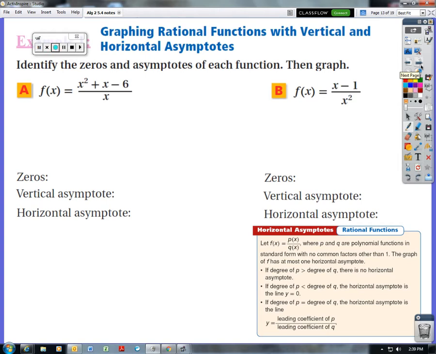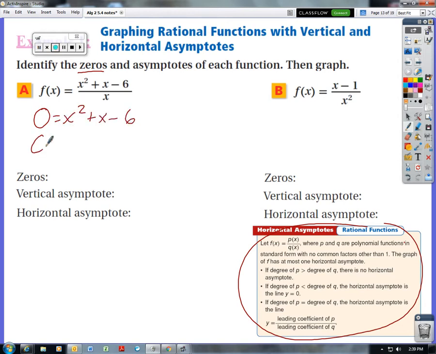Today's a new day. So last time I went through this whole thing here and explained why each of these are true. And now it's time to work some examples. This first one says identify the zeros. So to identify the zeros, you make the numerator equal to 0. And we're going to need to factor that. x plus 3, x minus 2. Okay, so set those equal to 0 and you get negative 3 and 2.